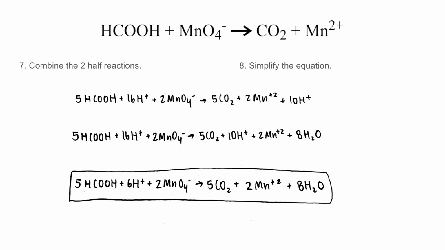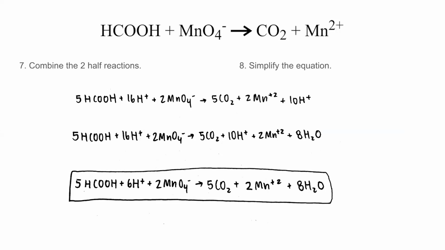And after we combine the 2 half reactions together, we simplify it further just to make it look nicer and cleaner. So in the box below is the overall simplified balanced redox reaction.